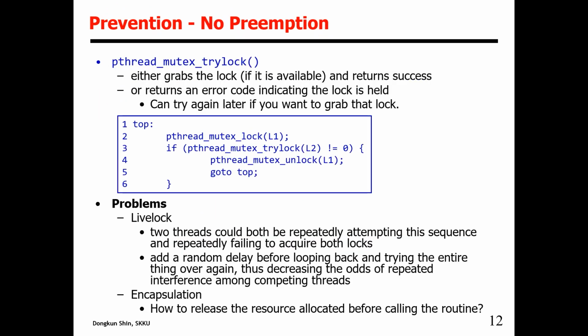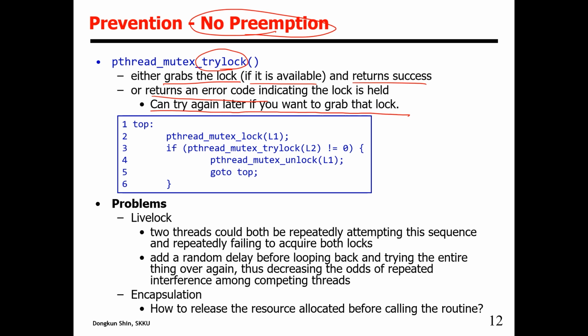Next, to prevent the no preemption condition, we can use the try-lock API. This API attempts to grab a lock, and if it is available, returns success, but otherwise it returns an error code indicating the lock is held. And the thread can try again later if it wants to grab the lock. Okay, so we can implement it like this.